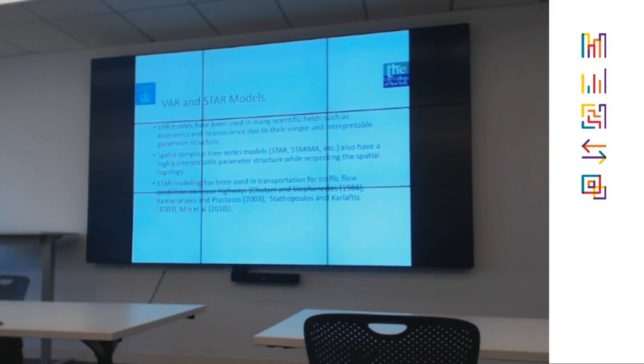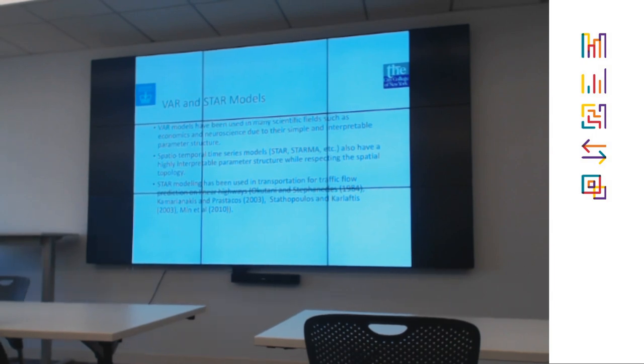Okay, so VAR models are being used a lot in different disciplines. I think it originated from economics, and I guess econometrics, and people are using it very widely. And in neuroscience, I've seen many, many papers, like if you want to try to model fMRI-type data sets, you would use vector autoregressive models. And it is being used in the context of transportation in general also. But I have seen the latter one, the STAR model, in only a couple of references, as I mentioned here.